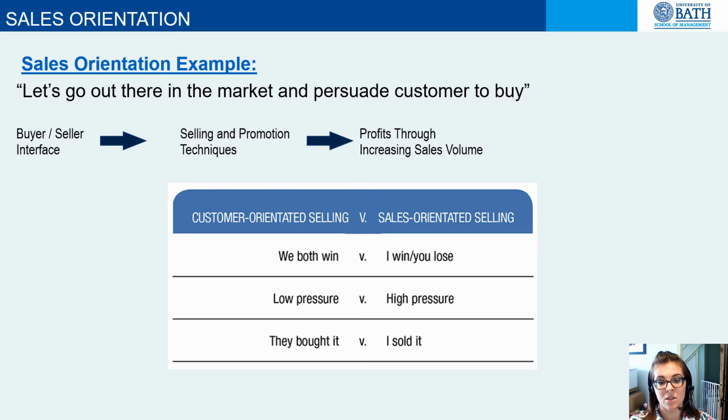Now, the advantages are it does have immediate short-term sales. Okay, the disadvantages are very much around risks to consumer confidence, costs, and it's not always sustainable.